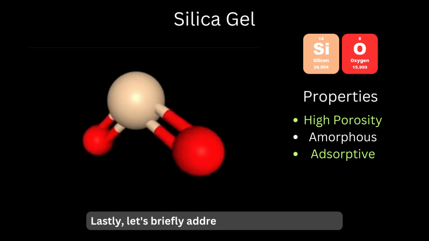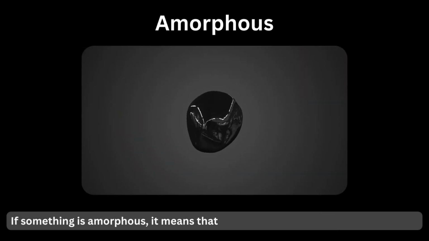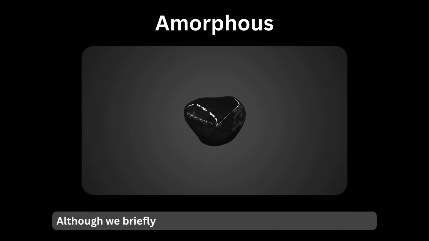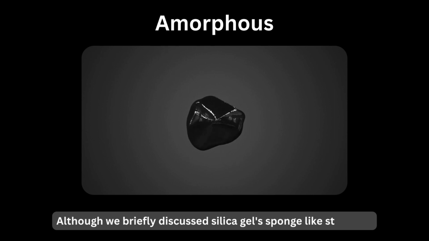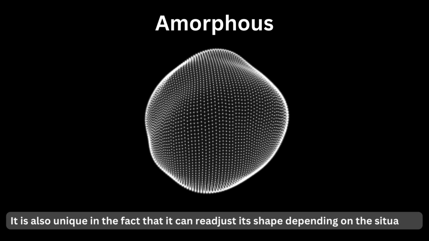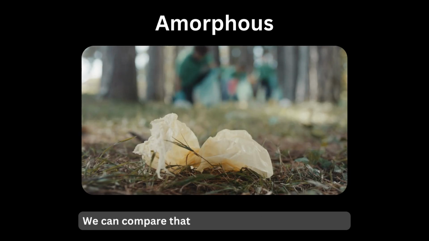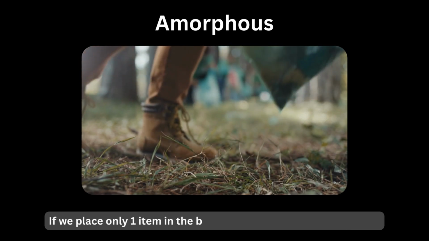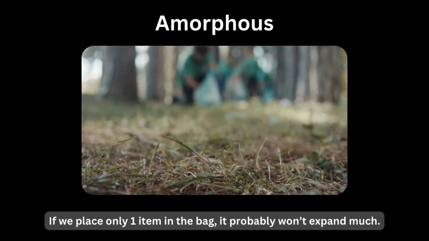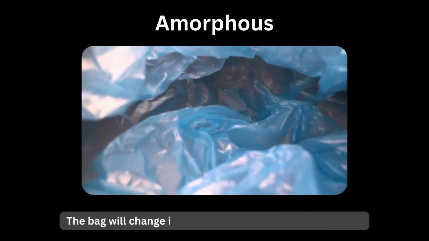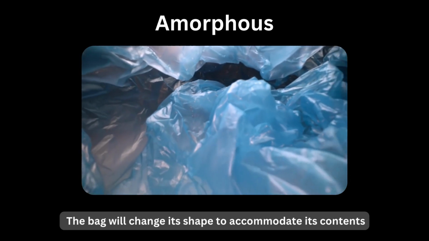Lastly, let's briefly address its amorphous nature. If something is amorphous, it means that it has no clearly defined shape or form. Although we briefly discussed silica gel's sponge-like structure, it is also unique in the fact that it can readjust its shape depending on the situation. We can compare that to something like a plastic bag. If we place only one item in the bag, it probably won't expand as much. But as soon as we place more and more items, the bag will change its shape to accommodate its contents.